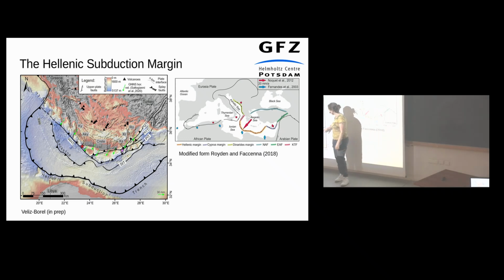The first order would be the plate interface. The second order would be these splay faults that are hundreds of kilometers long. I have plotted them as reverse, but there are scientists that have argued that they are normal or strike slip. It's an ongoing debate. And then come the third order features, the upper crust normal faults that you can measure in the islands. And this is the data I have.